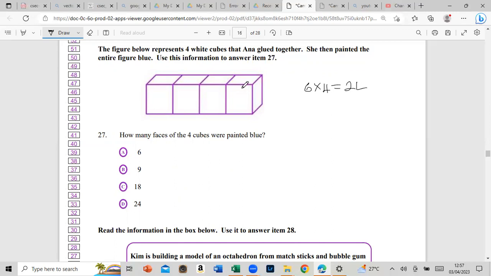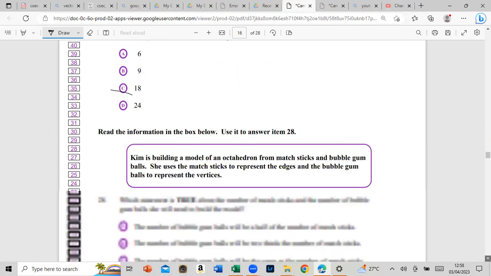However, they did say that she glued on this. So here, 2 would not be glued, 4, 6. So it would be 24 minus 6 because these faces are glued together, so they will not be painted. So the answer would be 18. Let's move on to 28.